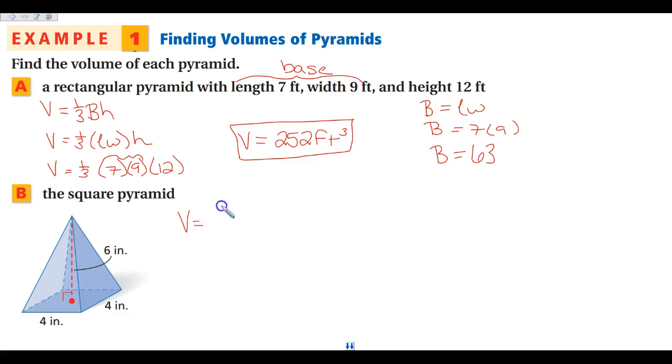All right, so volume is 1/3 area of the base times height. Okay, I'm going to go ahead with this one and merge my area of the base formula in because it's just a square. So it's going to be 4 times 4. And that is my area of my base. Okay, and then the height of the pyramid is 6. So I'm going to put all of that in my calculator and I'm going to get 32 inches cubed.